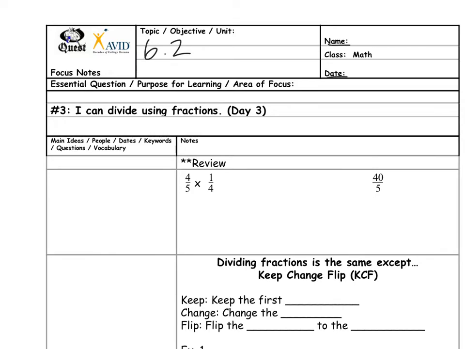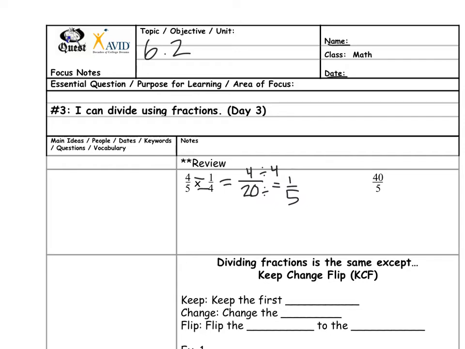So let's review how to multiply fractions. When we multiply fractions, we just multiply straight across. So in this case, we'll do 4 times 1. 4 times 1 is 4. And 5 times 4 is 20. And then let's reduce this down to 1/5. Okay, remember when we're multiplying fractions, we just multiply straight across.